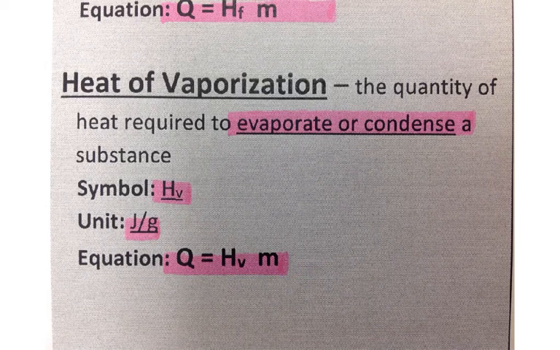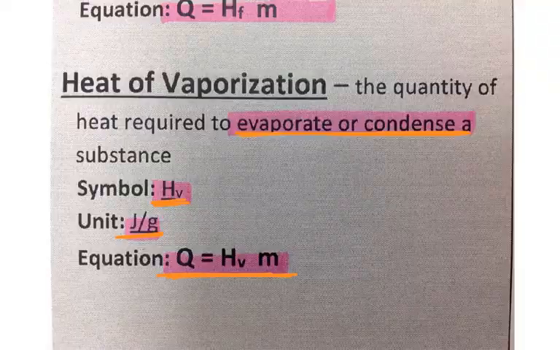And then the heat of vaporization, that's the heat required to evaporate or condense a substance. So again, you're undergoing that phase change. It's kind of like our heat of fusion. The heat of vaporization is HV, and again, it is just a joule per gram. And the equation, very similar, is Q equals that heat of vaporization times the mass.